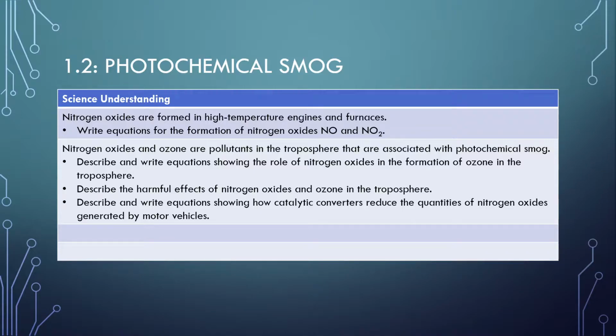Secondly, nitrogen oxides and ozone are pollutants in the troposphere. Troposphere is where we are, where we stand, the atmosphere around us, that are associated with photochemical smog. You need to be able to describe and write equations showing the role of nitrogen oxides in the formation of ozone in the troposphere, and describe the harmful effects of nitrogen oxides and ozone in the troposphere, both of them. And finally, describe and write equations showing how catalytic converters reduce the quantities of nitrogen oxides generated by motor vehicles.